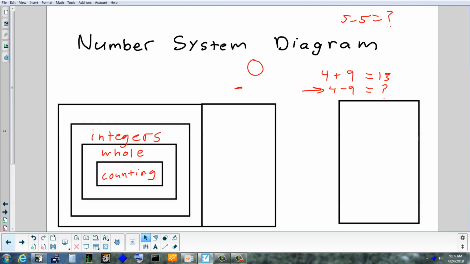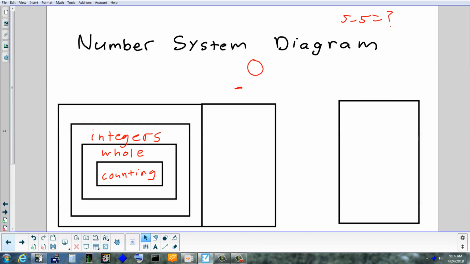So now, integers solve a lot of problems. You can do any kind of addition you want. You'll never run into a problem. You can do subtraction. Okay? 4 minus 9, we could do. 12 minus 13, 16 minus 0. You can do any of those calculations. Multiplication would also be fine. But division, we could run into a problem.